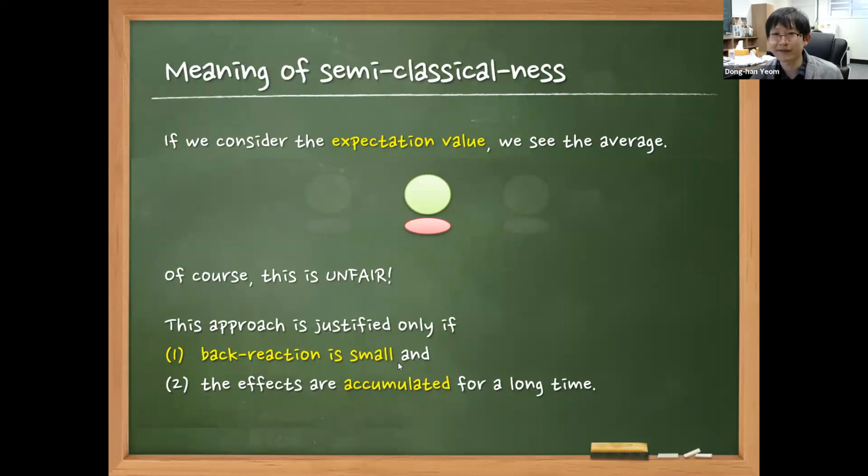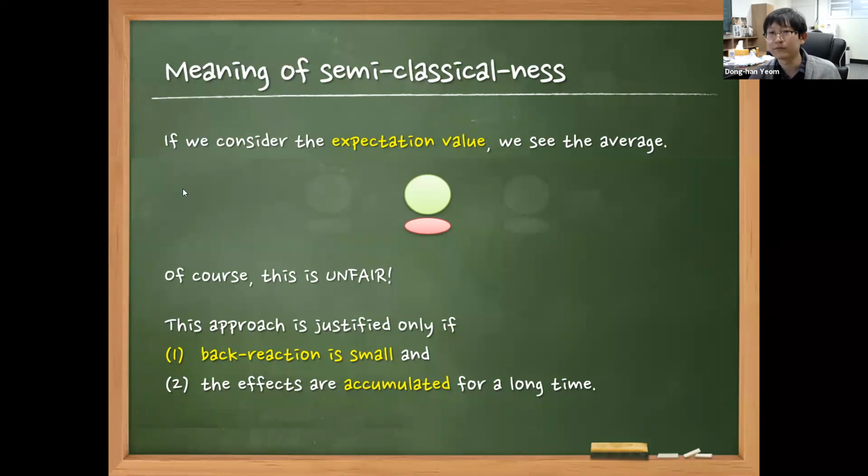If back reaction is very big, then we must not average the quantum contributions. So this is one necessary condition. And the second condition is that these effects must be accumulated for a long time. If you only naively compare this and that, then the average value is a center and it is unfair.